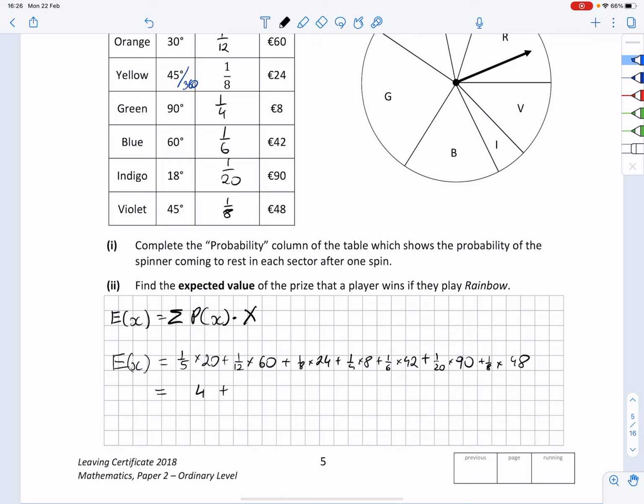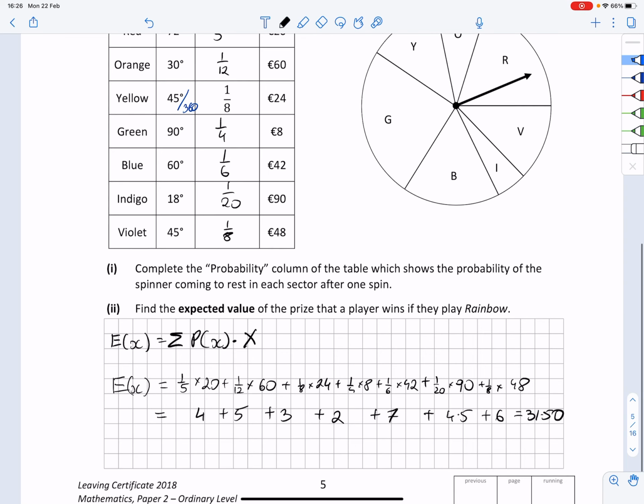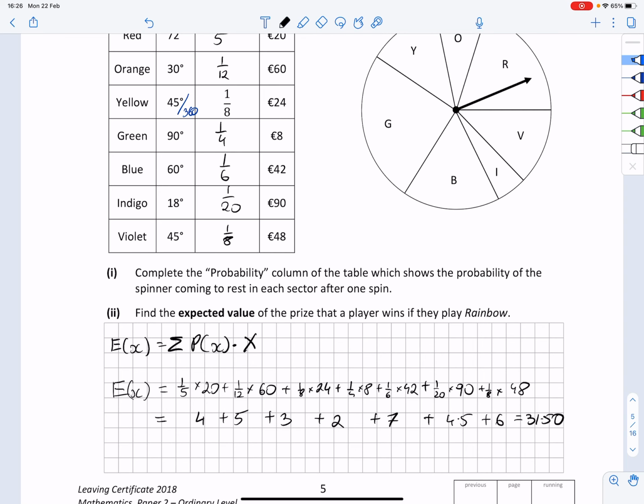That's 4 plus 5 plus 3 plus 2 plus 7 plus 4.5 plus 6. When you sum it all up, we're going to get 31.50 as the expected value for winning. So this is the end of this problem, and it's a good place to stop.